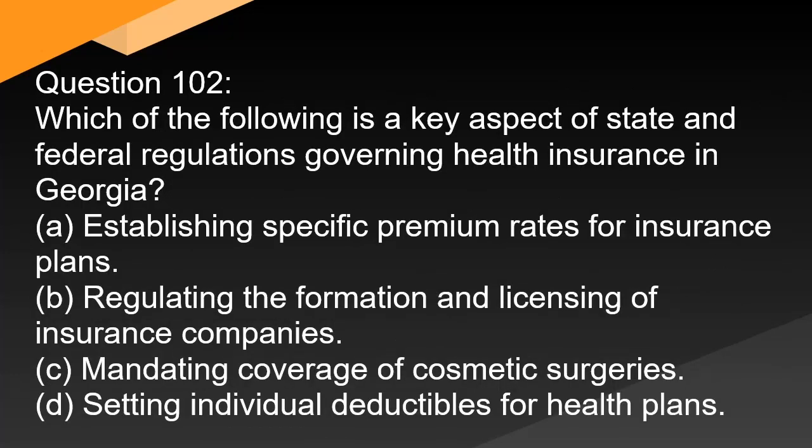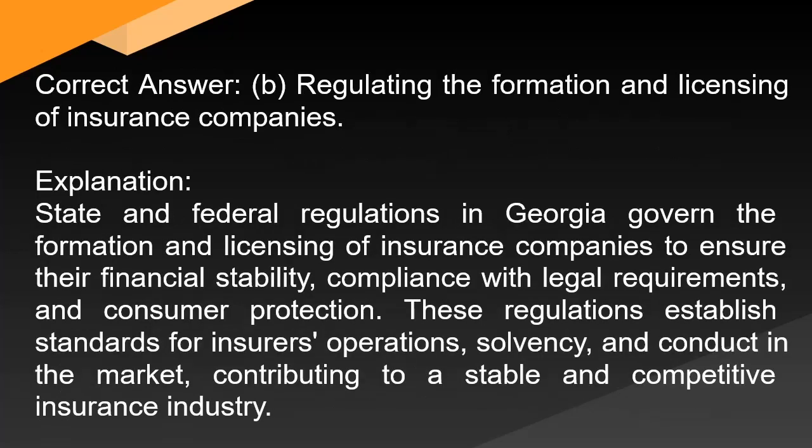Question 102. Which of the following is a key aspect of state and federal regulations governing health insurance in Georgia? Correct answer: B. Regulating the formation and licensing of insurance companies. Explanation: State and federal regulations in Georgia govern the formation and licensing of insurance companies to ensure their financial stability, compliance with legal requirements, and consumer protection. These regulations establish standards for insurers' operations, solvency, and conduct in the market, contributing to a stable and competitive insurance industry.